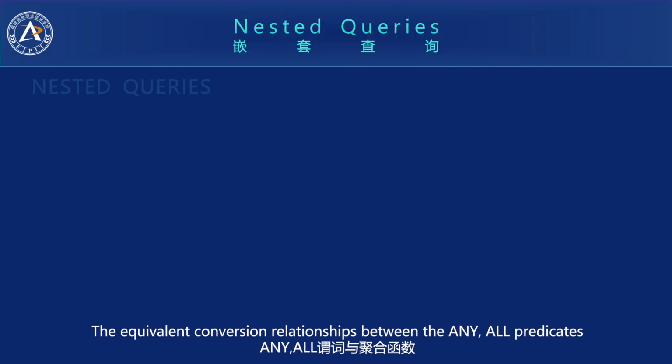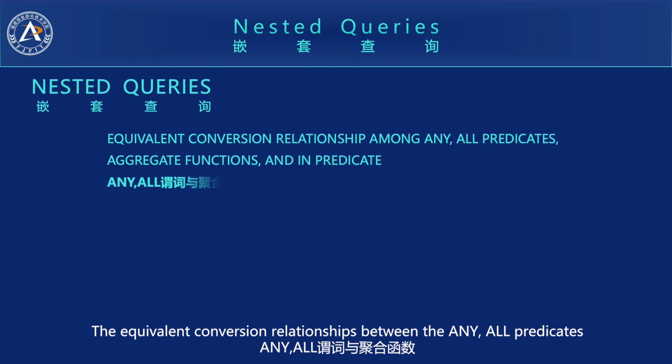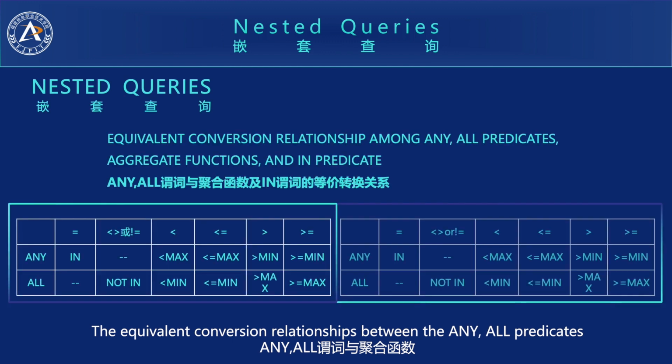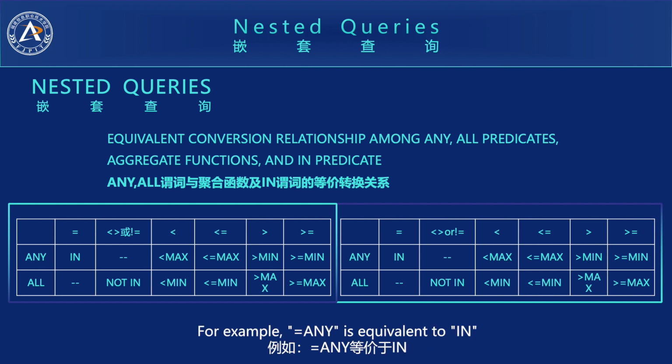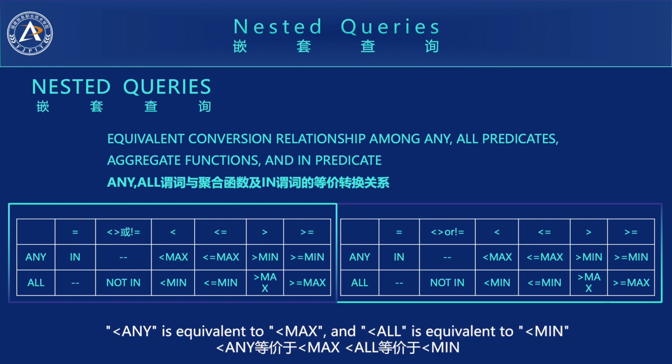The equivalent conversion relationships between the ANY and ALL predicates, aggregate functions, and the in predicate are shown on the screen. For example, equals ANY is equivalent to in, is less than ANY is equivalent to is less than MAX, and is less than ALL is equivalent to is less than MIN.